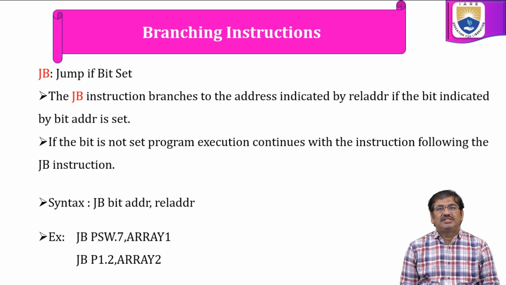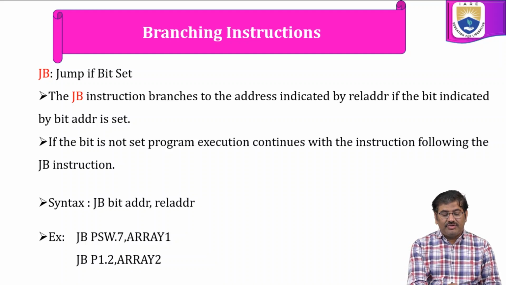The next instruction is JB, which is jump if bit set. The JB instruction branches to the address indicated by the relative address if the bit indicated by the bit address is set. If the bit is not set, program execution continues with the instruction following the JB instruction. So this JB instruction is also a conditional control transfer instruction. The syntax of the instruction is JB, bit address, comma, relative address.